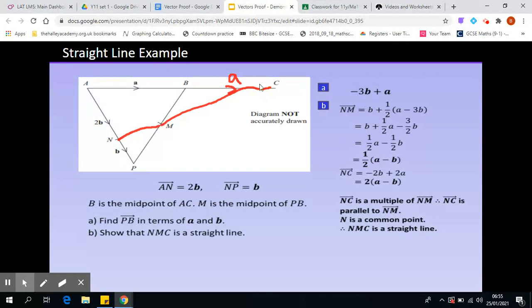Now let's see how we can do NC. NC vector would be NA plus AC. NA is minus 2b, and AC is added to that, which is 2a. Rearranging and factorizing will give you 2(a minus b). Notice they have a common factor a minus b, and N is a common point. Hence, NMC is a straight line.